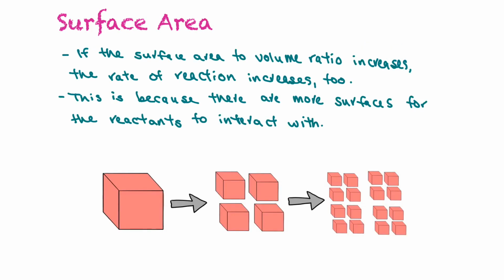Next, surface area. If the surface area to volume ratio increases, the rate of reaction will increase too, because there's more surfaces for the reactants to interact with. If you had one big block of something, you could only interact right at the edges, so there aren't very many surfaces available. But if you chop this into 4 blocks, there's more surfaces to interact on all over the place. And if you broke these into 4 each, then you have all these surfaces. So the more ground up the reactants are into smaller particles, the more likely there will be effective collisions, so the faster the reaction rate.